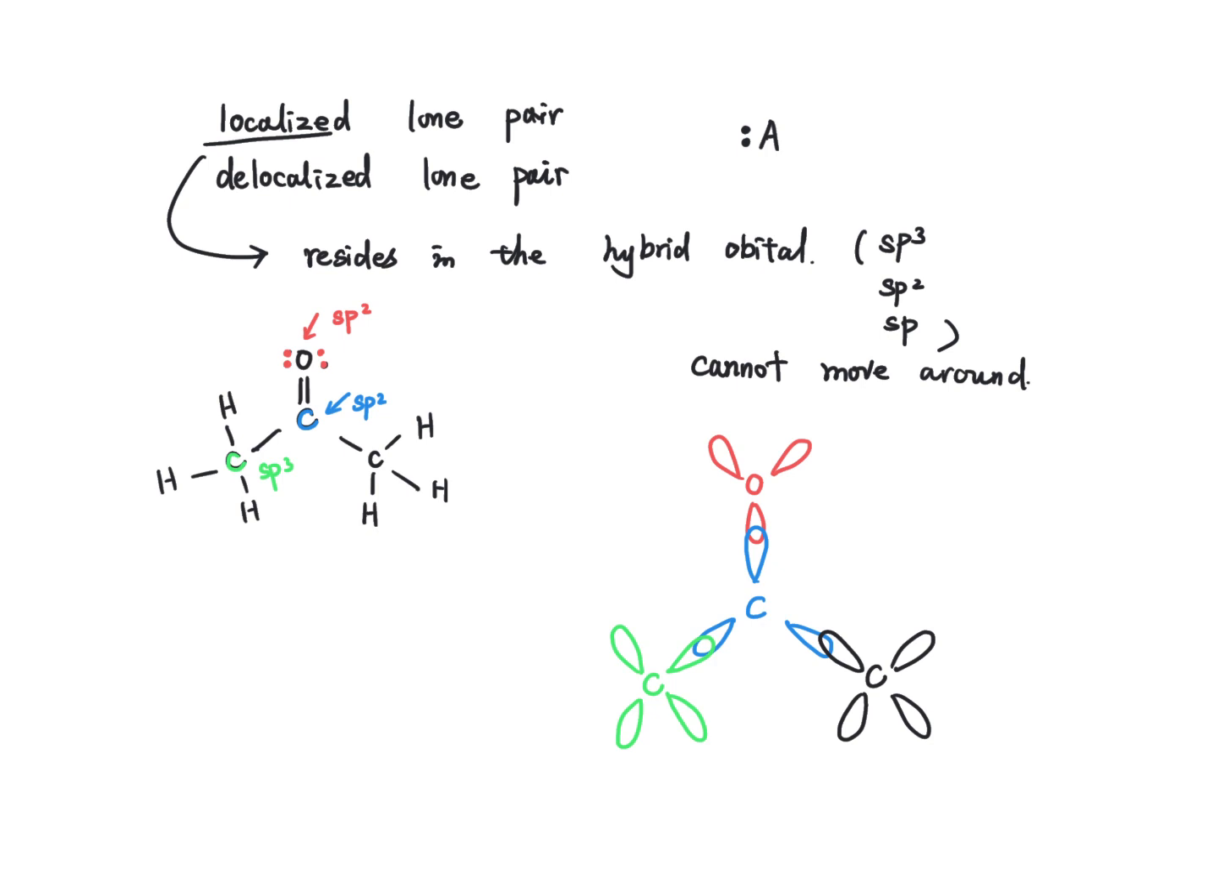What we are seeing here is those hydrogens, right? Hydrogen is 1s, so we'll put the hydrogen here to form the sigma bond, the single bond with the carbon, the green carbon, or this black carbon on the right. So that is the sigma bond we are seeing here. Besides that, we see these two lone pairs, and these two lone pairs sit inside this sp2 hybridized orbital of oxygen. They sit there, they cannot move.